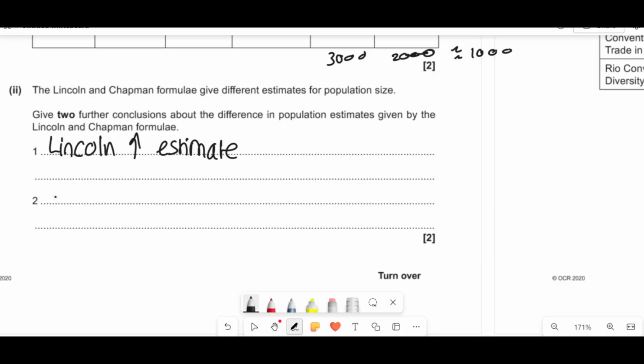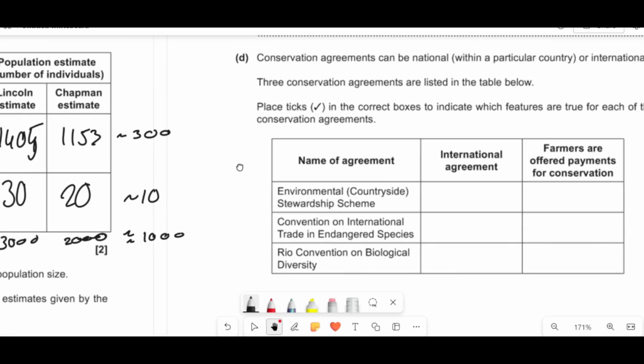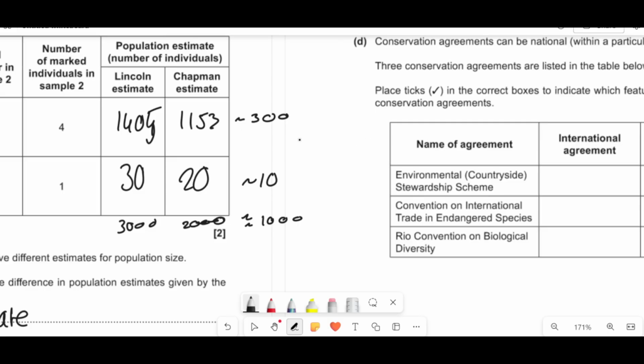So the idea here is that if you have a smaller population size, you then, for some reason, tend to have a greater difference between the estimates between the two. There you go. Alternatively, you could work out the percentage of the difference of the original things and do it that way. But that's a quick shortcut way.